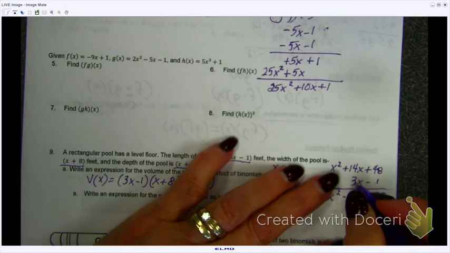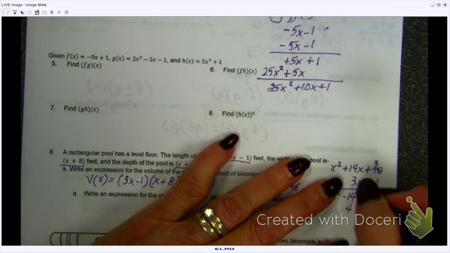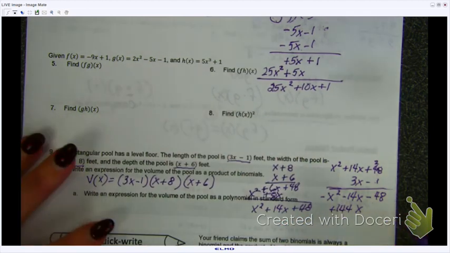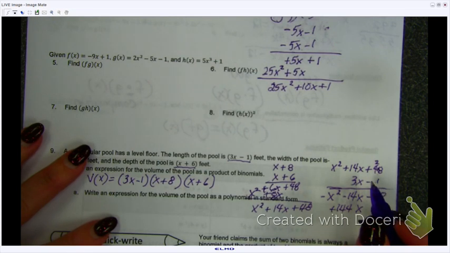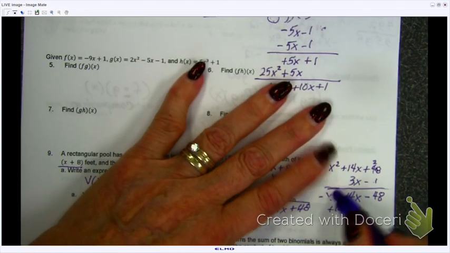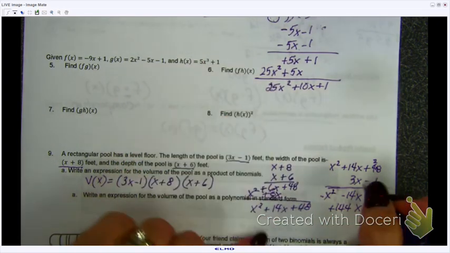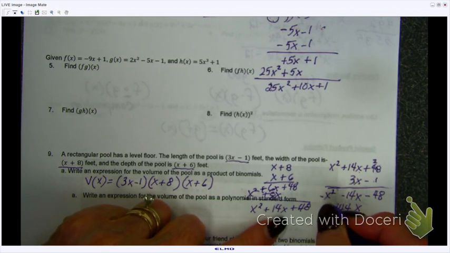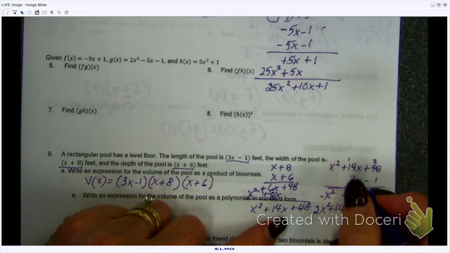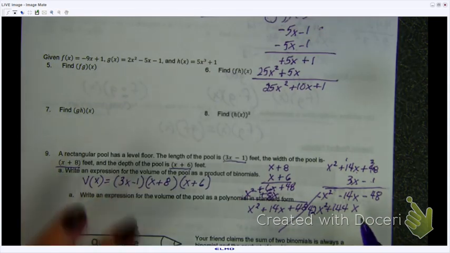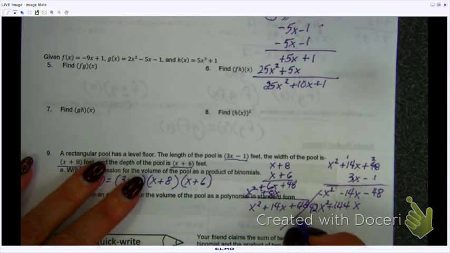The x is here. 3 times 8 is 24. Carry the 2. 3 times 4 is 12. Plus 2 is 144. Then 3x times 14. I need to make some more space. So x times x is x squared. 3 times 4 is 12. Carry the 1. 3 times 1 is 3, and that's 42. And again, I don't have enough room. And then 3x times x squared is 3x cubed.